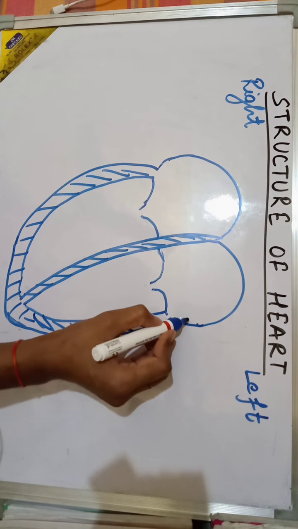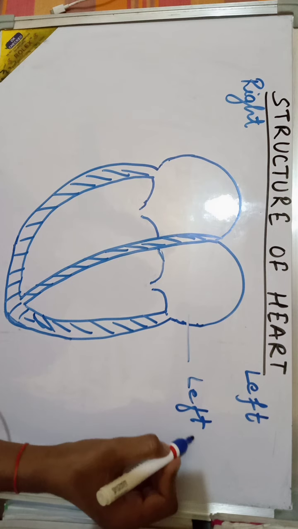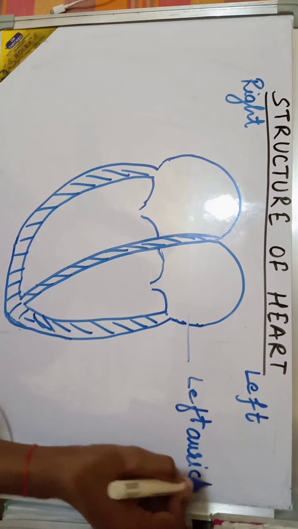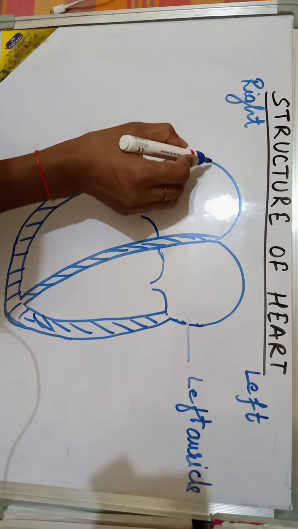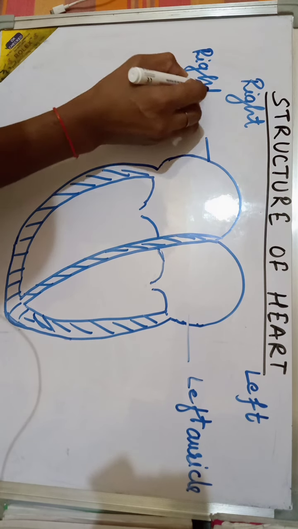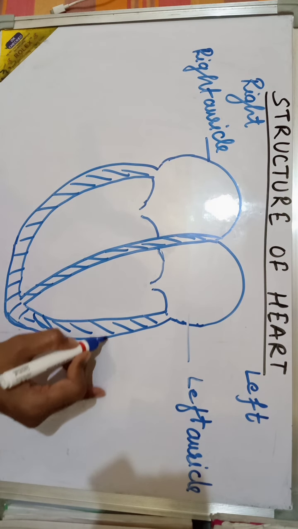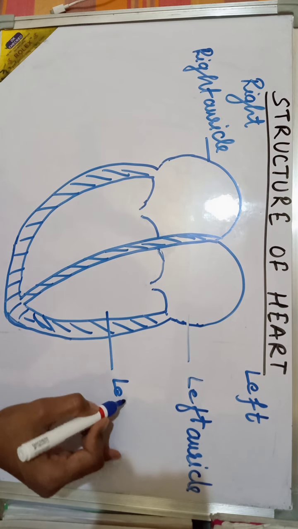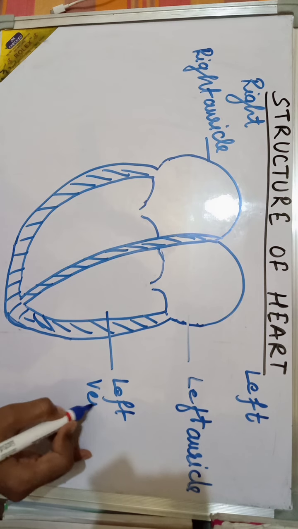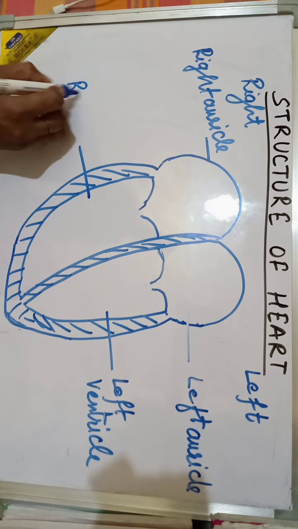So this one is left auricle. This is right auricle. This is left ventricle and right ventricle.